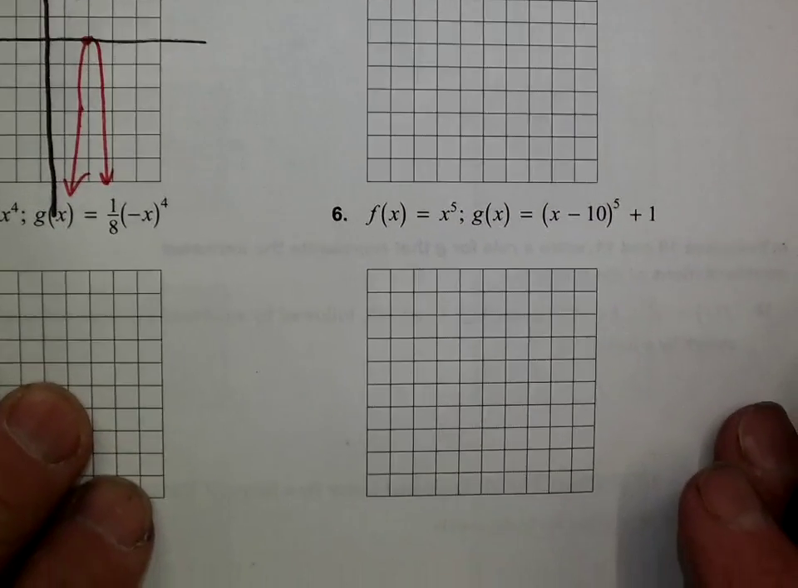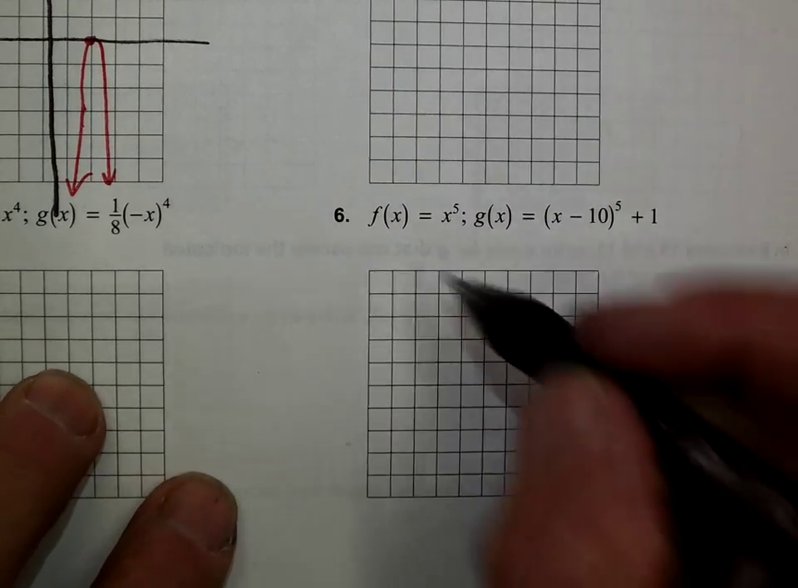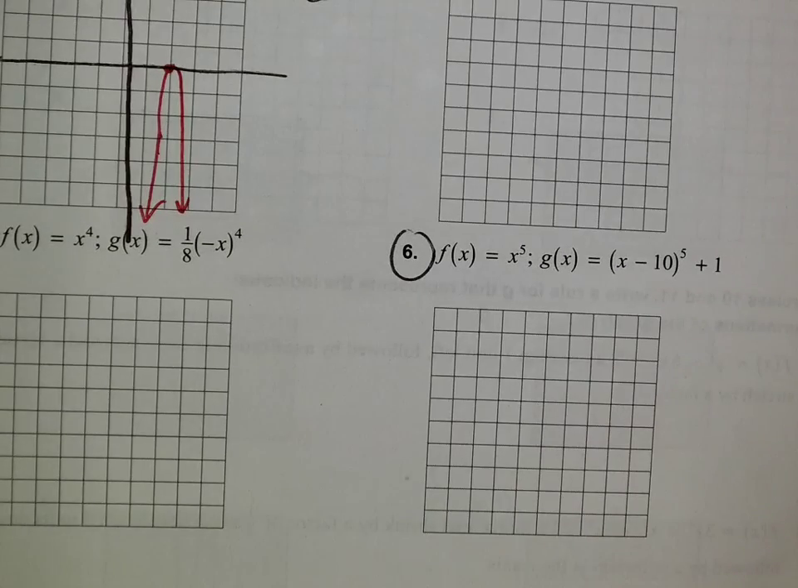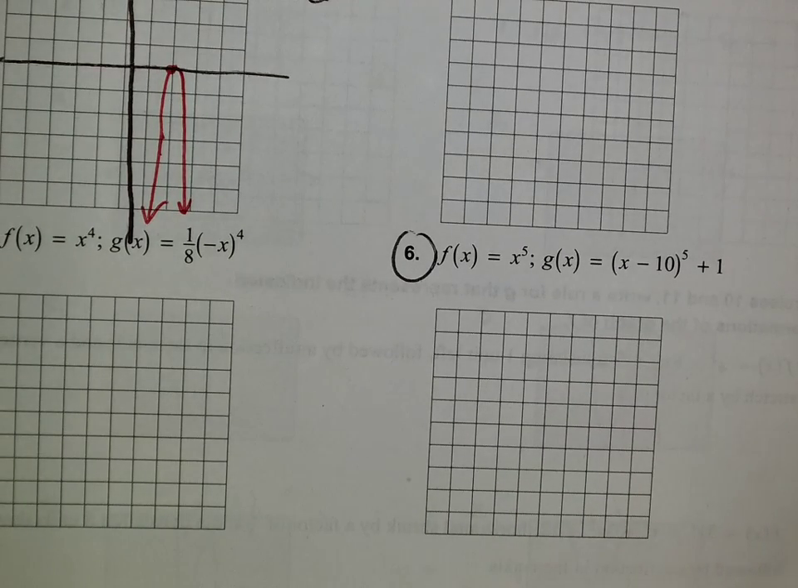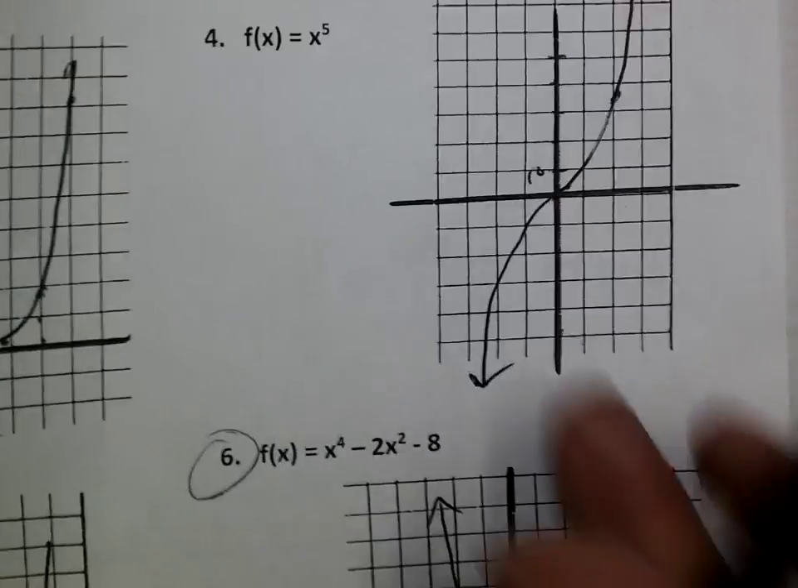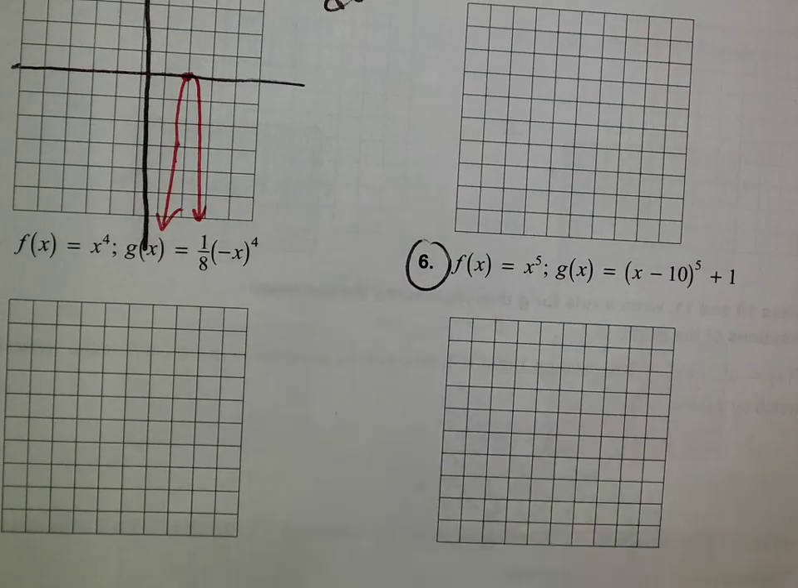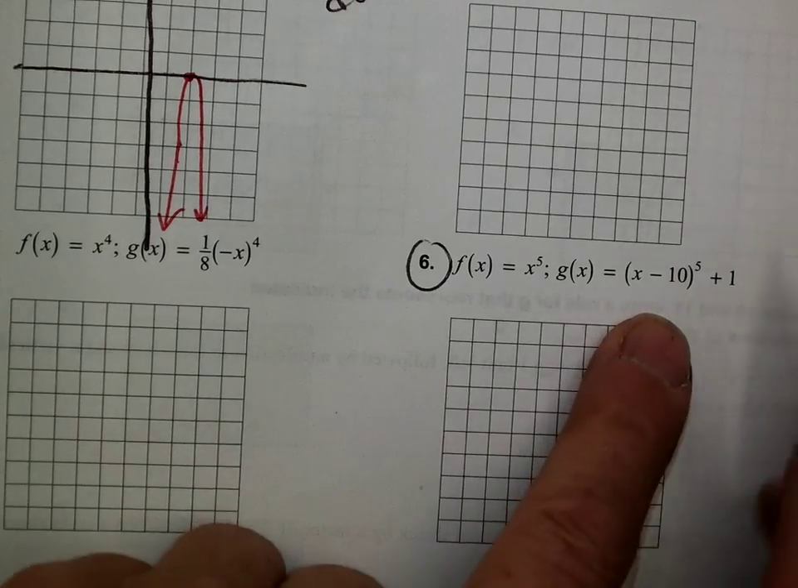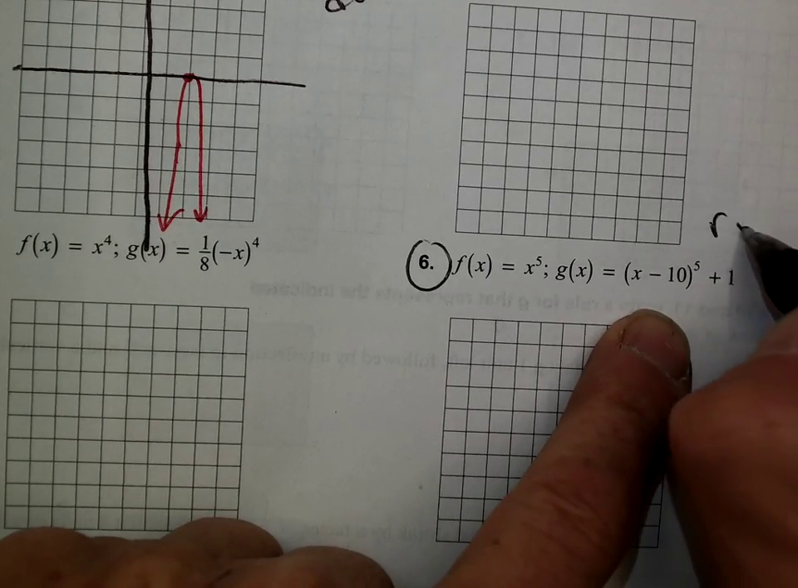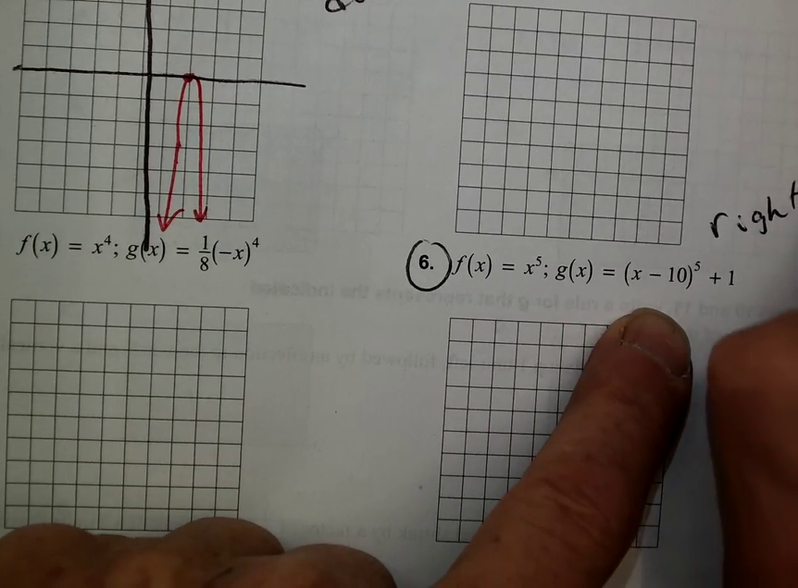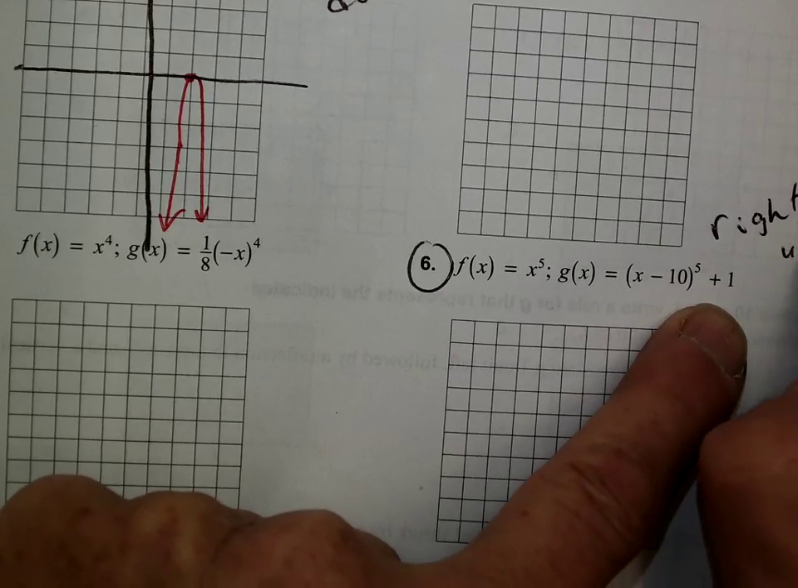Number 6. Am I going too fast? No. Okay. So it's next to the 5th. So again, I look at this, right? We don't want to lose this. So x to the 5th looks like that, right? So it has a little inflection point. So what I'm going to do with that is we're going to take it and move it to the right 10 and then up 1.